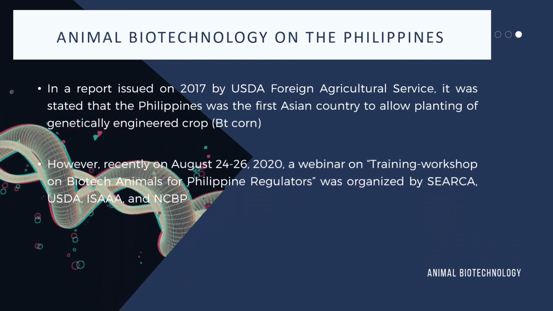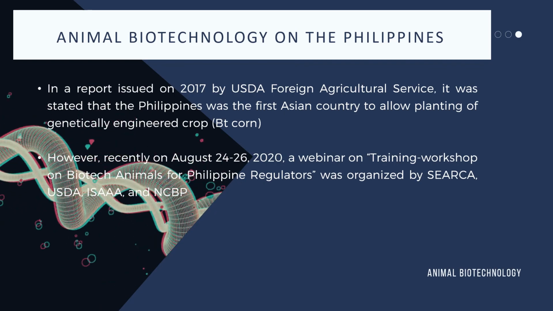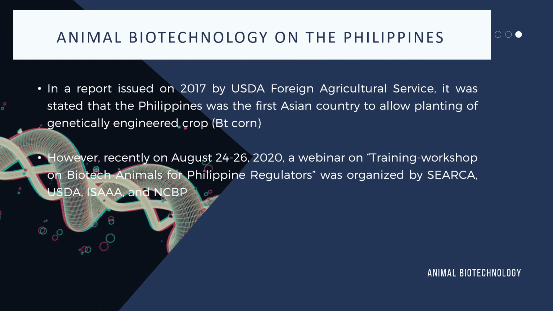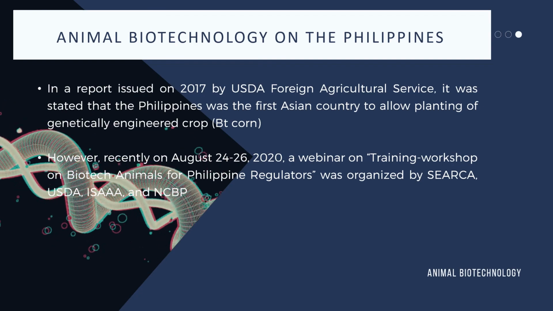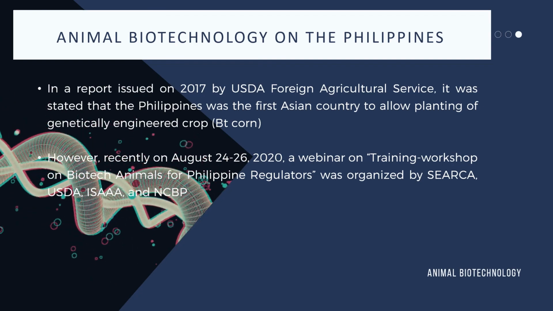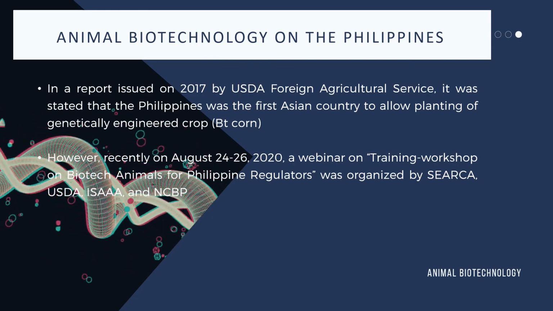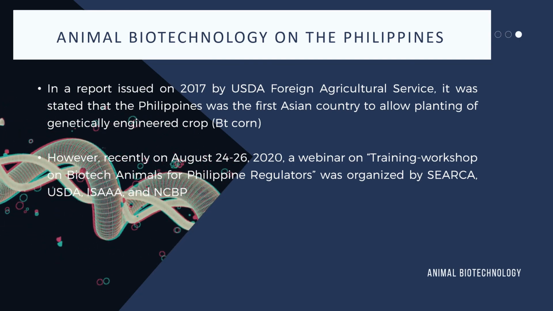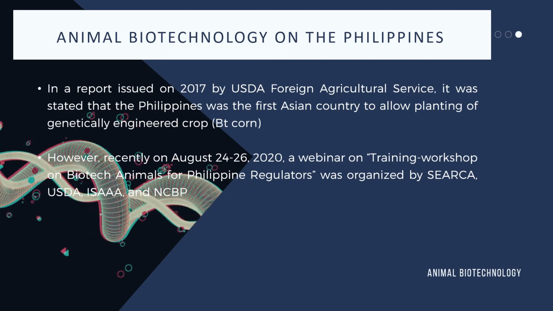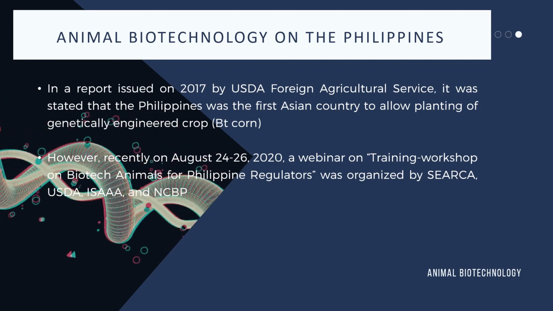However, recently, on August 24 to 26, 2020, a webinar on training workshop on biotech animals for Philippine regulators was organized by CIRCA, USDA, ISA, and NCPB. It was to discuss and encourage the implementation of animal biotechnology in the country. The main part of the webinar was creating guidelines and legislation according to science-based evidence.